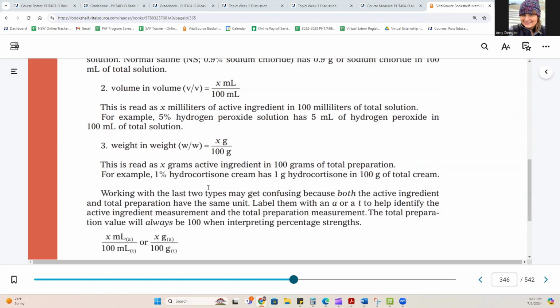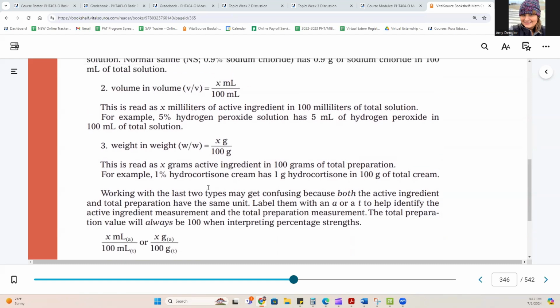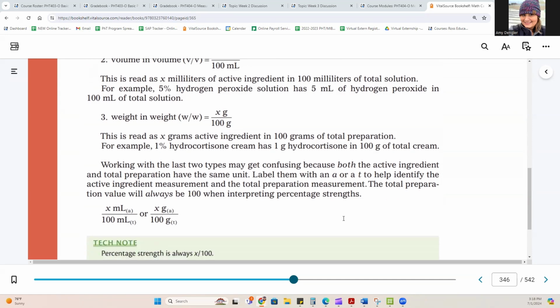The next one is weight and weight, WW. So this one we have grams on top and grams on bottom as well. So we'd have grams on all four sides of our proportion. This is read as X grams of active ingredient in 100 grams of total preparation. So for example, 1% hydrocortisone cream has 1 gram of hydrocortisone in 100 grams of total cream.